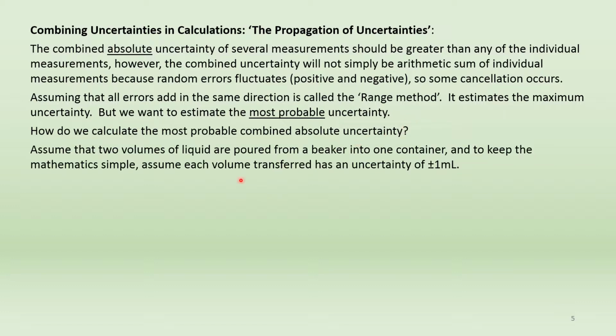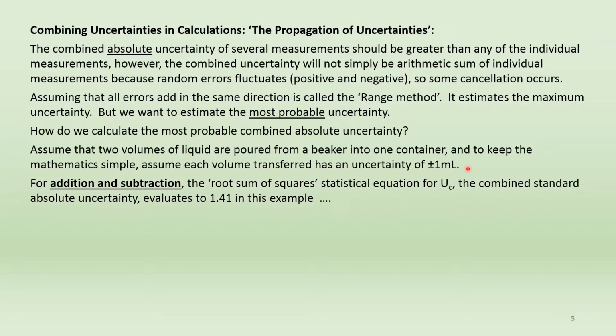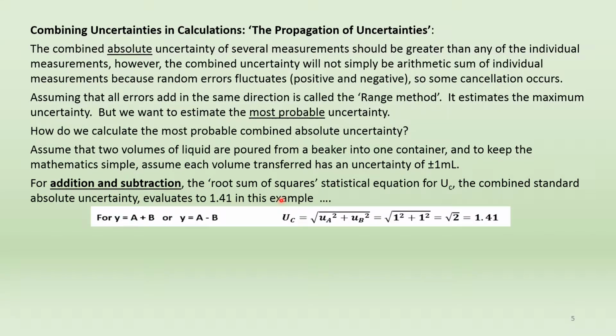Well, let's assume that 2 volumes of liquid are poured from a beaker into one container, and to keep the mathematics simple, let's assume that each volume transferred has an absolute uncertainty of plus or minus 1 mL. For addition and subtraction, the root sum of squares statistical equation for combined uncertainty evaluates to 1.41 like so.